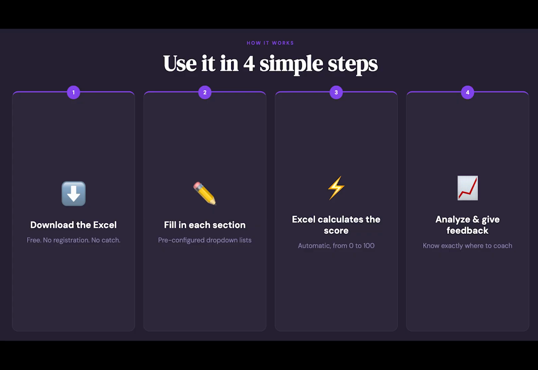At the end, Excel automatically calculates a score from 0 to 100%. And you know exactly where that agent excels and where they need more training. With this structured feedback, you can identify agents' strengths and weaknesses, create targeted coaching programs, ensure consistency in service, and measure quality with data, not guesswork.